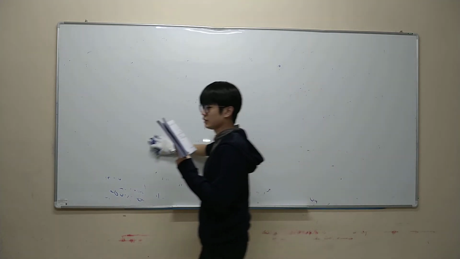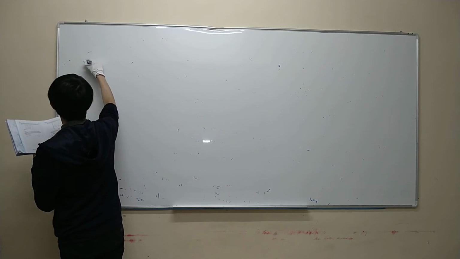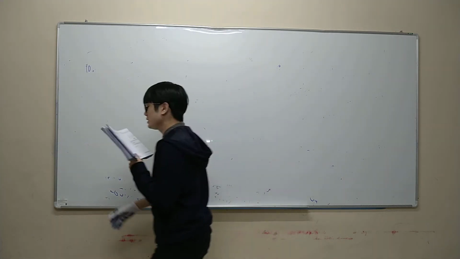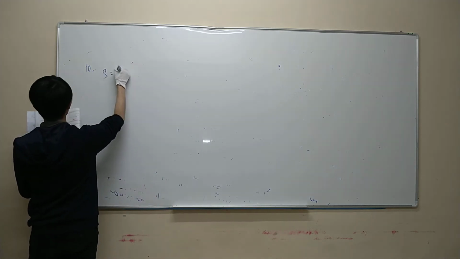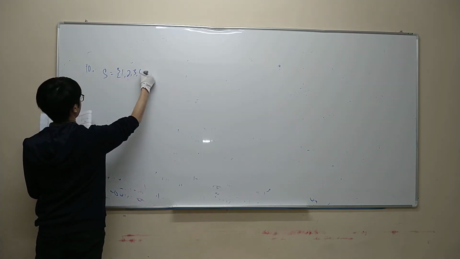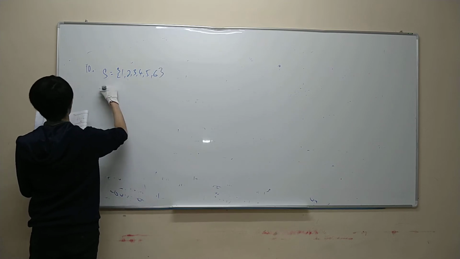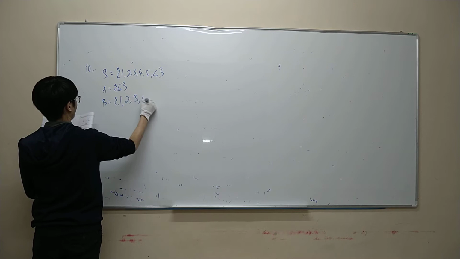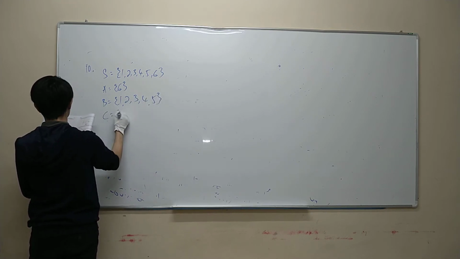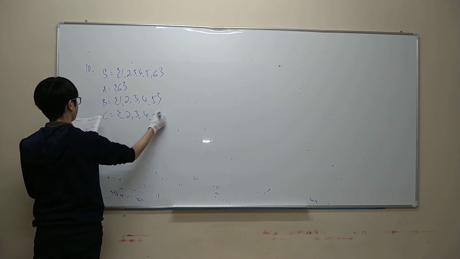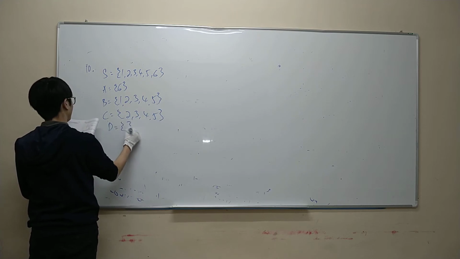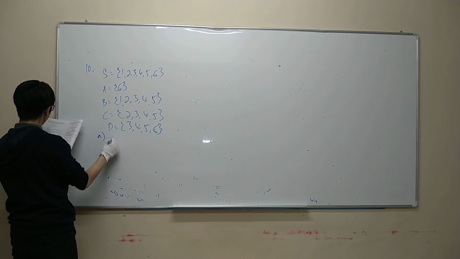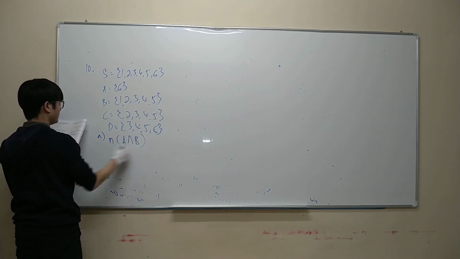This is probability, I think. Is it? Okay, let's read the question first. The sample space S and its subset A, B, C, D are defined as follows. S equals to 1, 2, 3, 4, 5, 6. A is 6. B is 1, 2, 3, 4, 5. C is 2, 3, 4, 5. D is 3, 4, 5, 6. A, nyatakan N A intersect B.